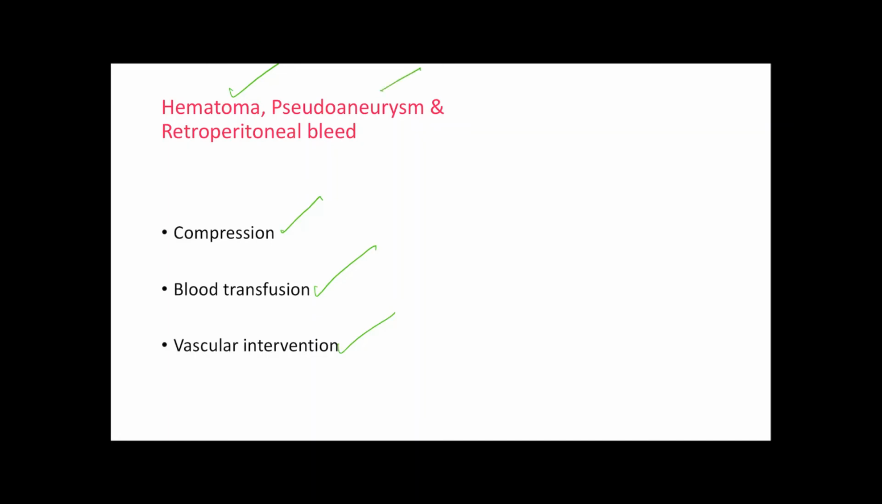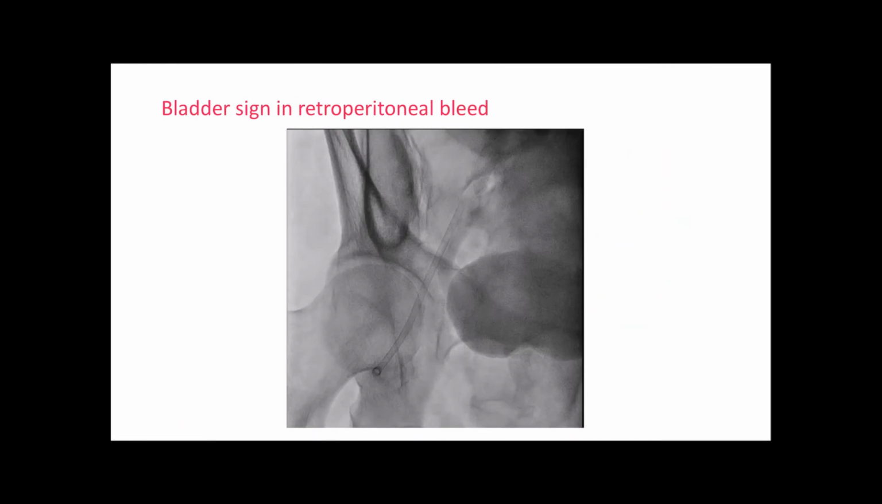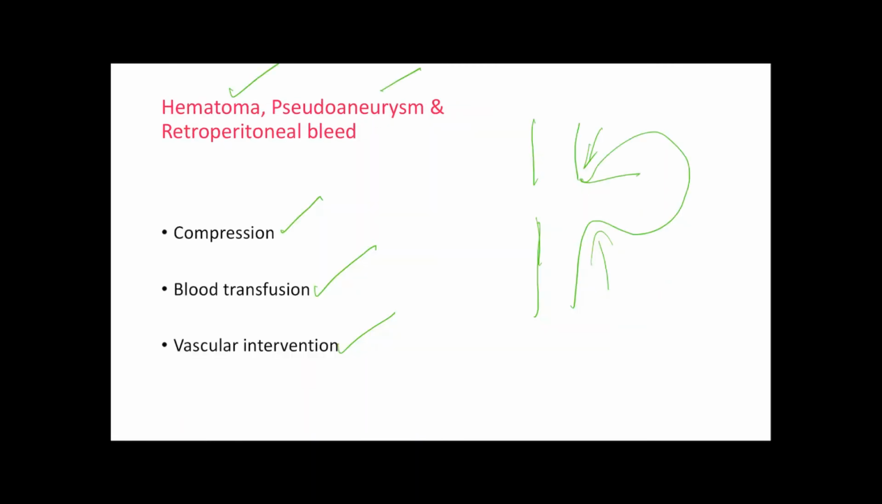A pseudoaneurysm is a condition, as I told, where there is a rent and blood leaks out into the tissue, and this is what you call the neck of the pseudoaneurysm. A pseudoaneurysm can really create trouble, and we'll discuss one by one how to tackle it.